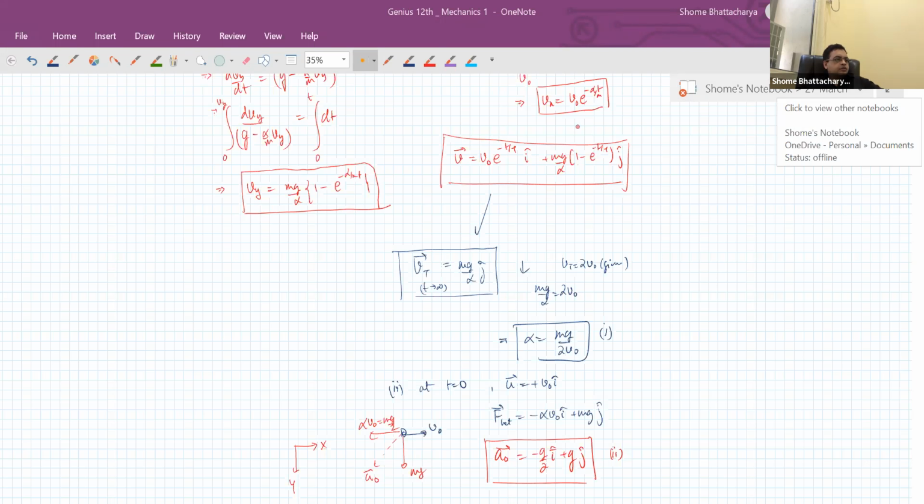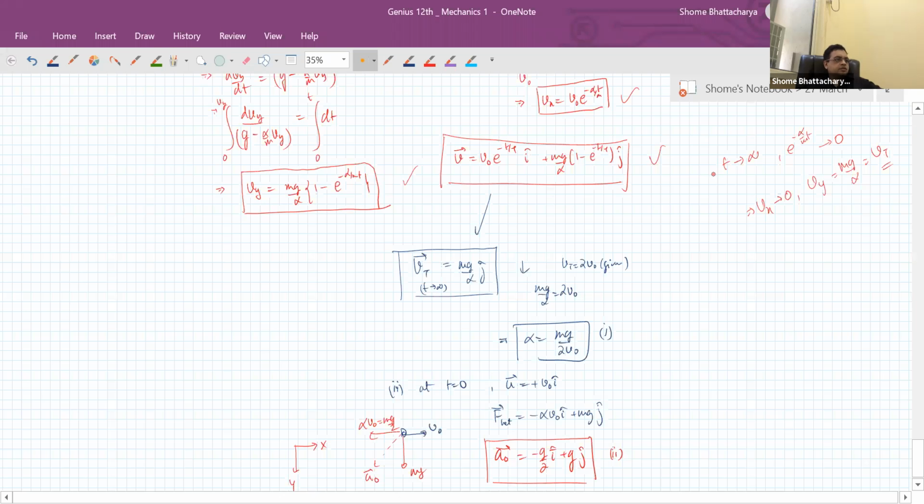So see how I got the value of alpha, Shreya? Using these two expressions, I got the velocity vector as a function of time. So at t tending to infinity, or after a very long time, this exponential factor tends to 0. So Vx will tend to 0, whereas Vy will tend to become, sorry, mg by alpha. And that mg by alpha is supposed to be the terminal velocity, which is given to us to be 2 v naught. So that's how we got alpha. Yes, Aditya, that's correct. Nishit, your answer is also correct. Very good.